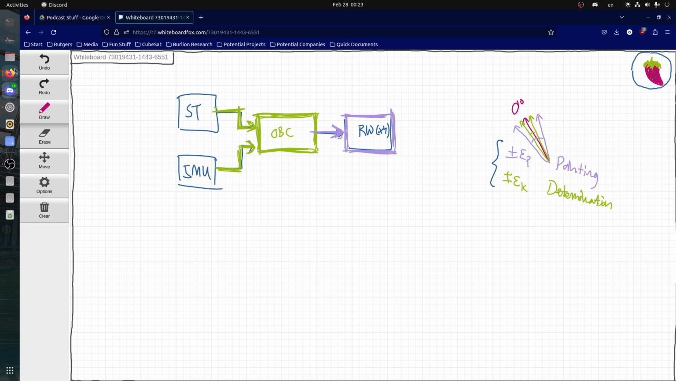That makes sense. I think we're trying to remove the need to sun point. I think we're trying to have solar panels on all the faces except for the side with the camera and the antenna. So we don't have to worry about that.